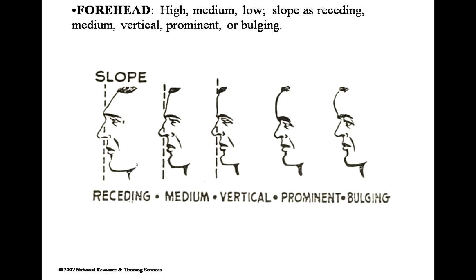In describing someone's forehead, as seen in profile, is it high, medium, low, sloping? Here are the 5 descriptives for the forehead. You have receding, medium, which most people fall under, vertical, prominent, and bulging.